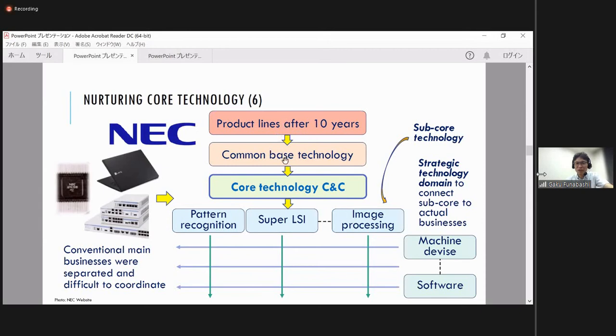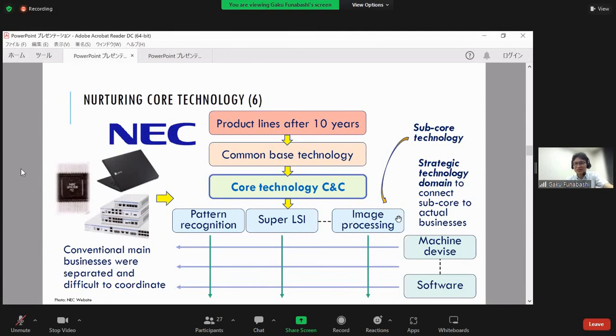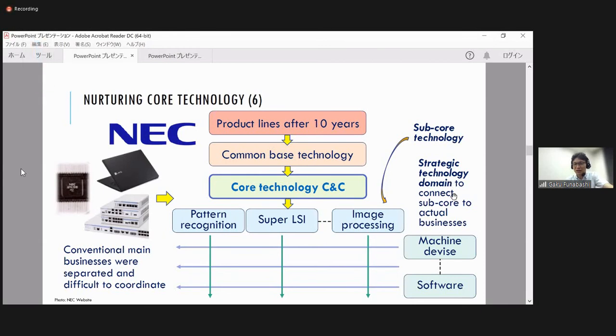So gradually, they got the idea of what the specific technologies could be with this core technology. Besides this, they also thought about strategic technology domains to connect sub-core technology to actual businesses, like machines, devices, software, and so on. So they made a matrix with these sub-core technologies and strategic technology domains. And here, there's an intersection. Here.